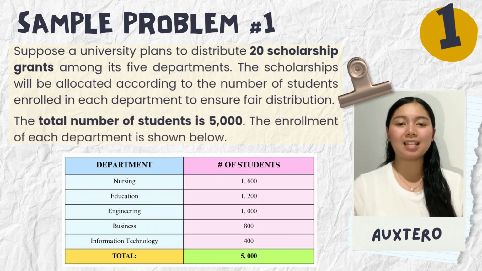Suppose a university plans to distribute 20 scholarship grants among 5 departments based on the number of students enrolled in each department. The total number of students in the university is 5,000. The number of students in each department is as follows. Nursing has 1,600 students, Education has 1,200, Engineering has 1,000, Business has 800, and IT has 400 students. Using Hamilton's method, we will determine how many scholarships we should assign to each department.